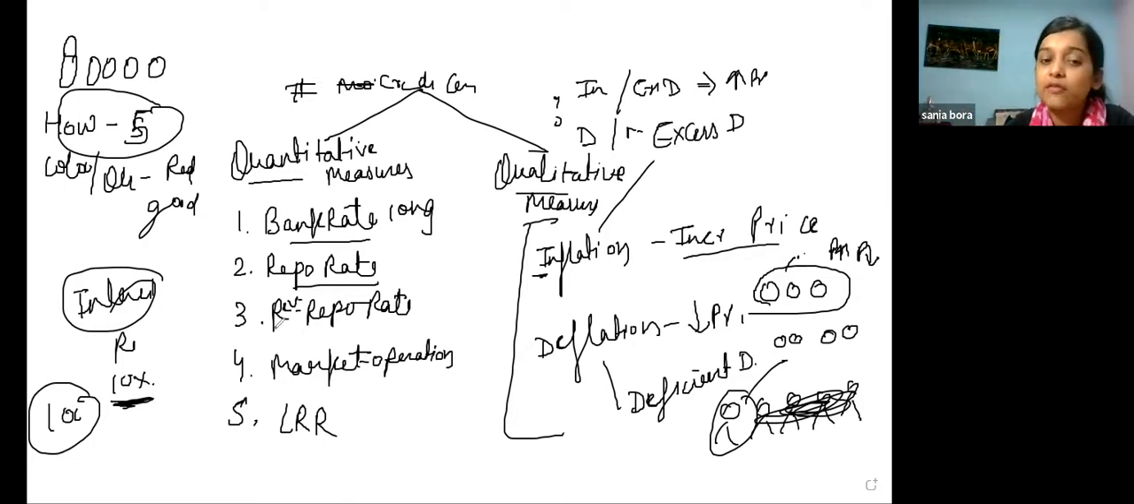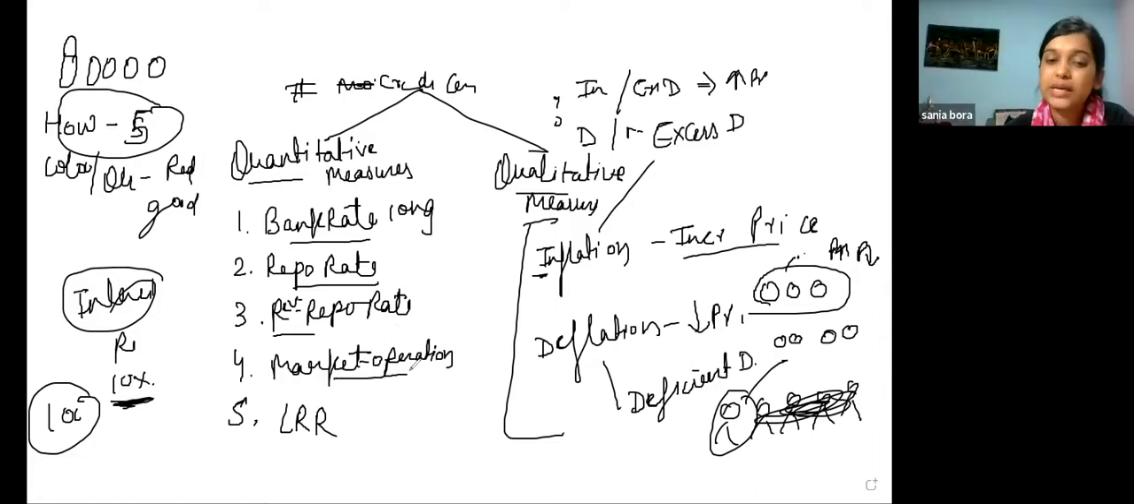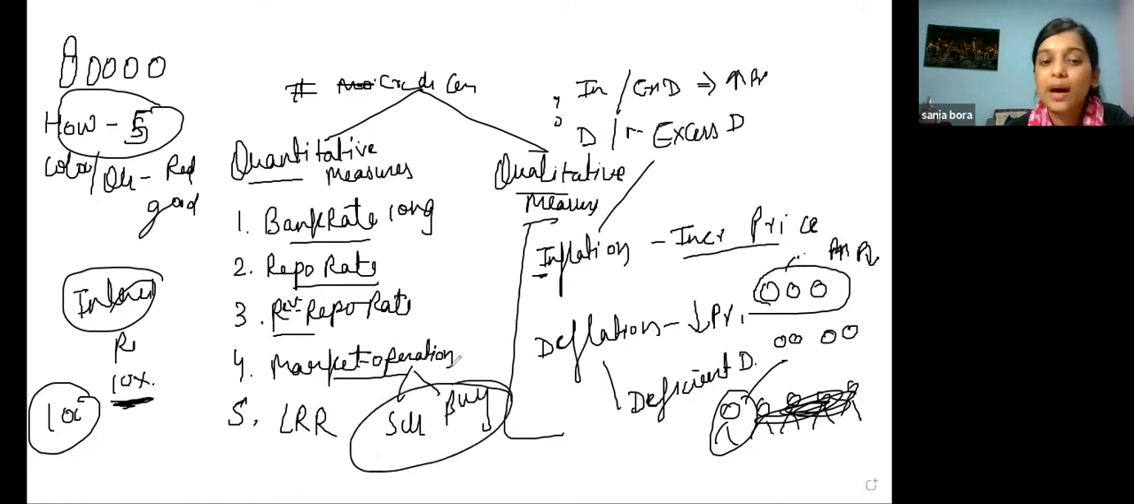And reverse repo rate, reverse means opposite. Every time the central bank is giving loans to commercial banks, but in reverse repo rate, the commercial bank gives loans to the central bank. Clear? Okay, now market operations. In a market, either you sell something or you buy something. So the central bank either sells its securities or purchases its securities. And LRR, you already know, is a legally compulsory amount which banks need to keep with them, like we keep with the central bank. Clear?